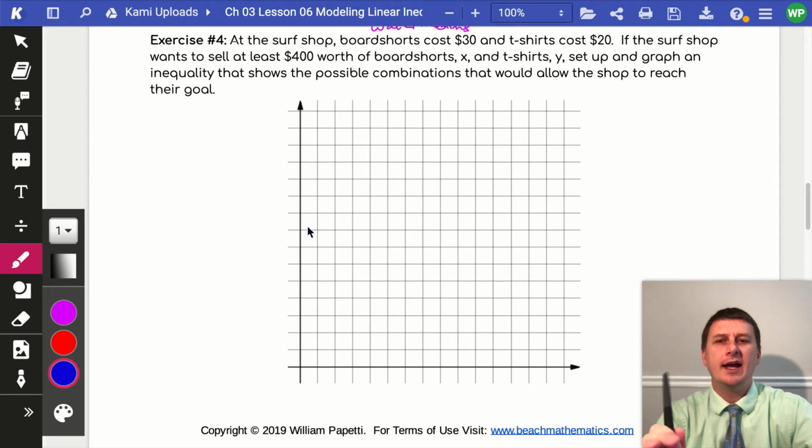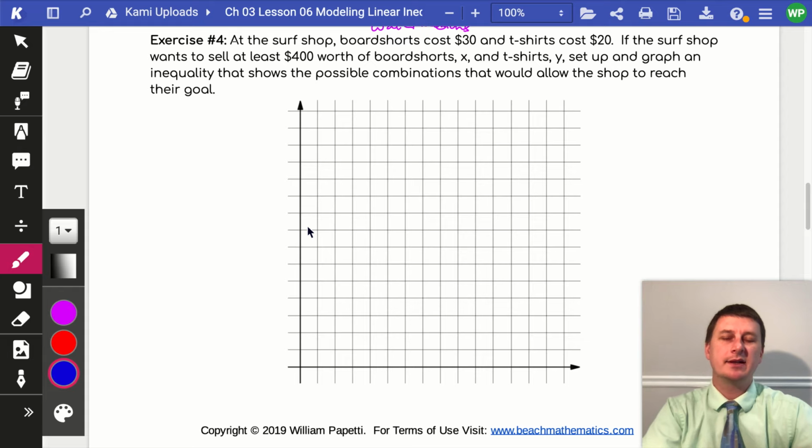Algebra 1. And in this video specifically, we're going to be looking at our final exercise on modeling linear inequalities. And if you haven't watched exercises numbers 1, 2, and 3, or the other lessons in this chapter, I suggest you go back and watch those to become familiar with what we're doing in this exercise.